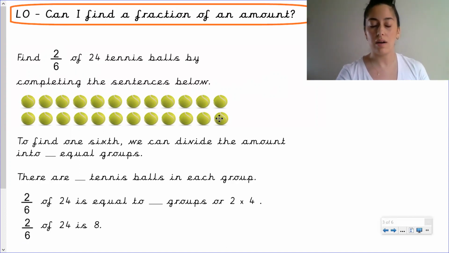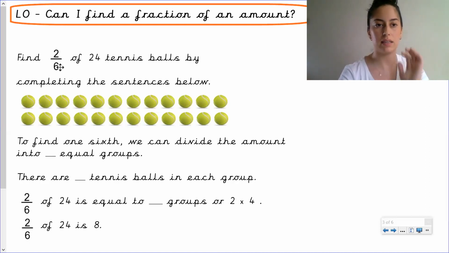If you've got Lego at home, or counters, anything that you've got a lot of, a collection, you can use it to make 24 and use concrete apparatus to complete it. To find 2/6 of 24, it works the exact same way. We need to look at our denominator. How many equal groups is our whole divided into? Or how many equal groups represent our whole? 6 equal groups. What is our whole? It's 24, the same as the previous slide.